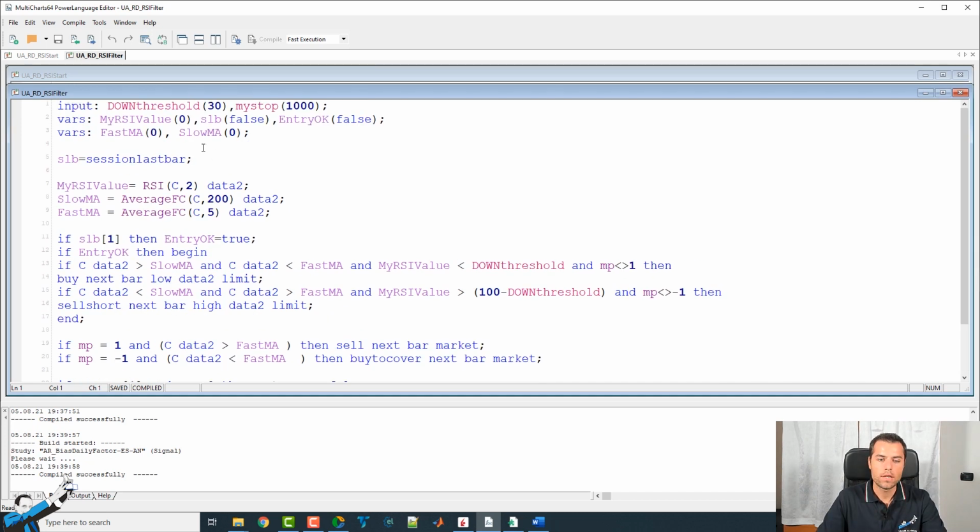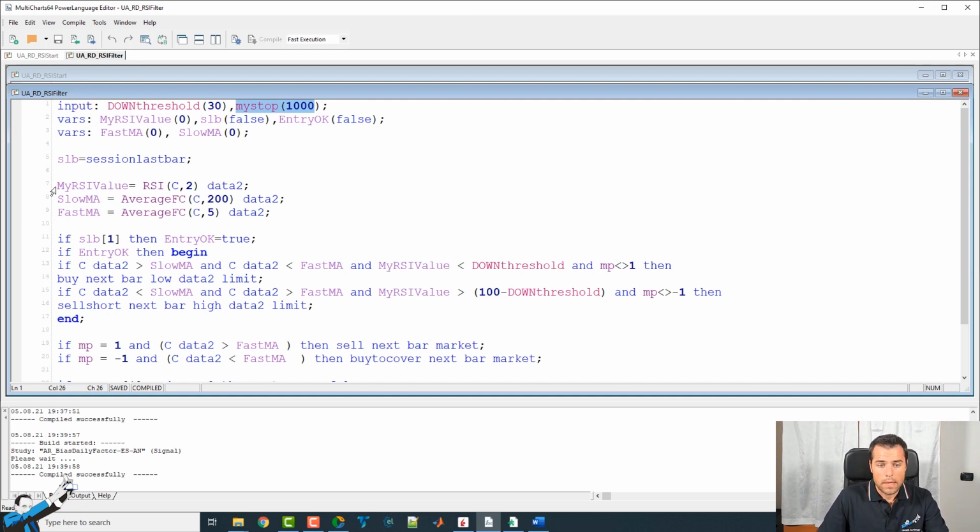Here we have only the down threshold input. We will interpret the up threshold as 100 minus the down threshold. So if my input is equal to 30, my up threshold will be 100 minus 30, that is 70. Then we have a monetary stop loss of about $1,000.